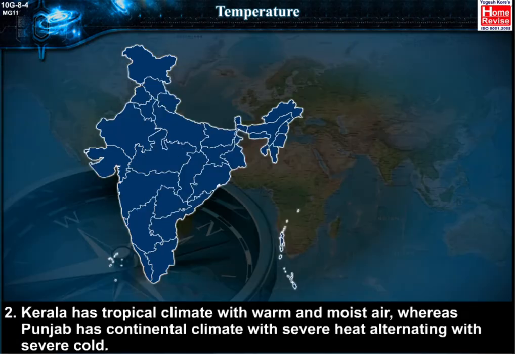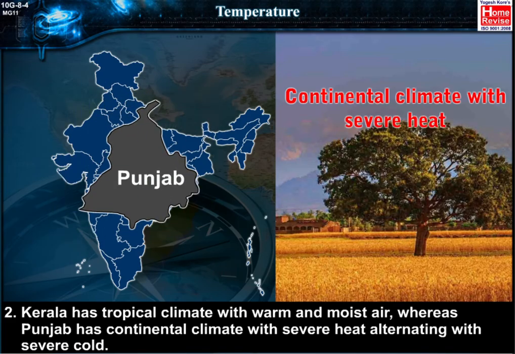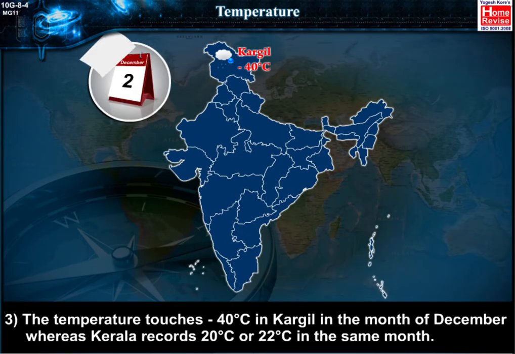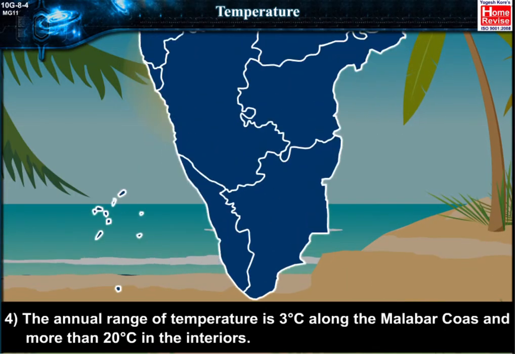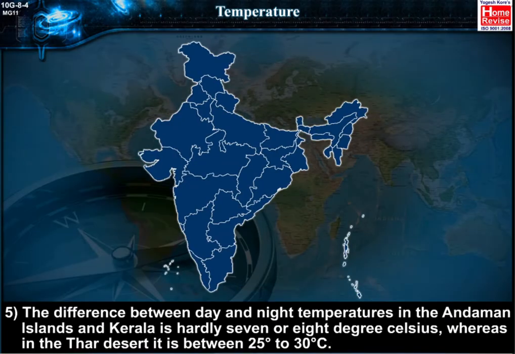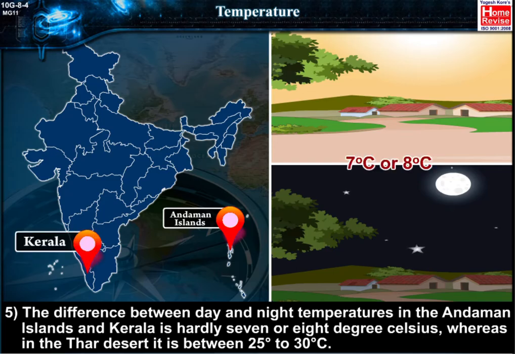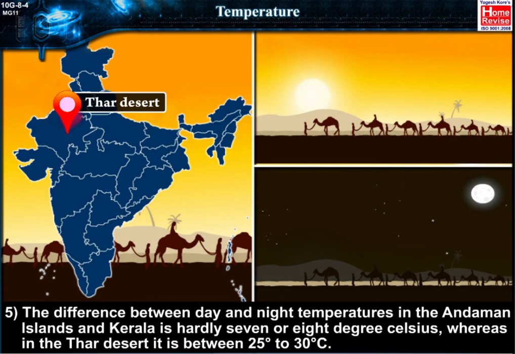Yes, that cold. 2. Kerala has a tropical climate with warm and moist air, whereas Punjab has a continental climate with severe heat alternating with severe cold. 3. The temperature touches minus 40°C in Kargil in the month of December, whereas Kerala records 20°C or 22°C in the same month. 4. The annual range of temperature is 3°C along the Malabar coast and more than 20°C in the interiors. 5. The difference between day and night temperatures in the Andaman Islands and Kerala is hardly 7 or 8°C, whereas in the Thar Desert it is between 25 and 30°C.